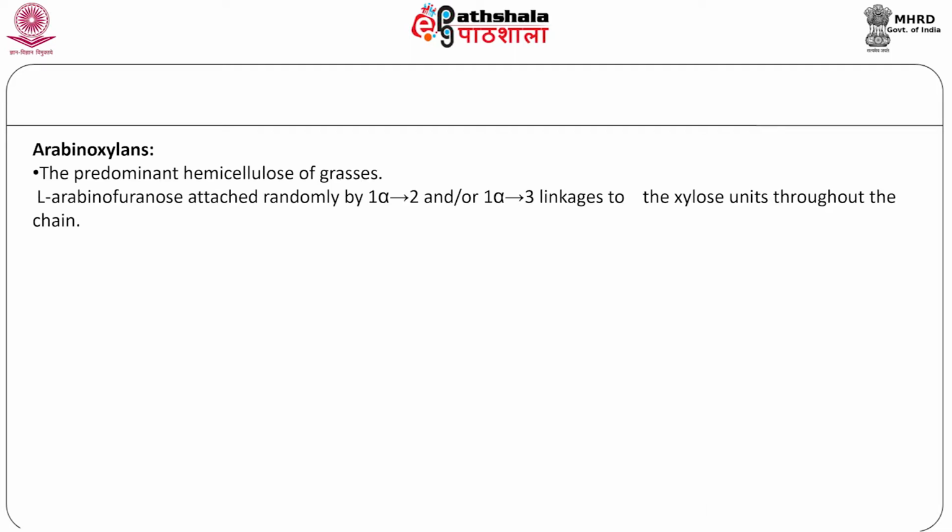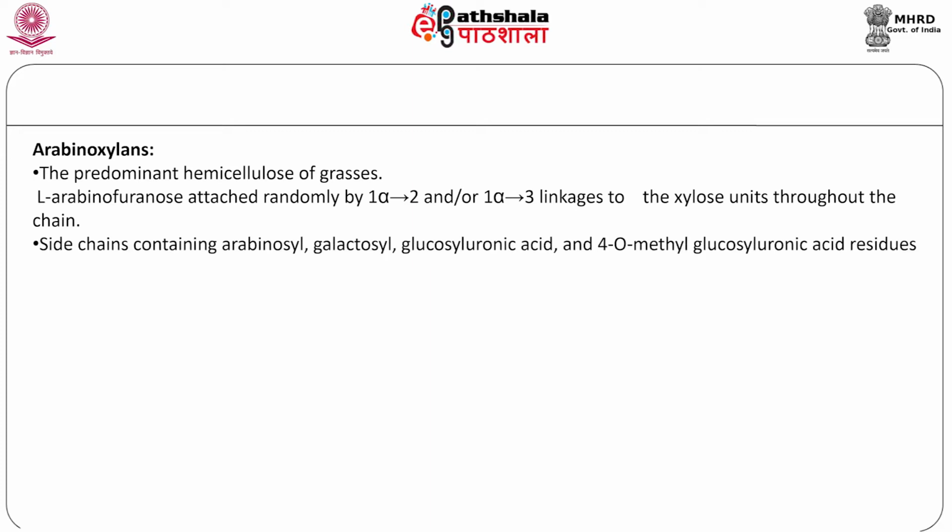Arabinoxylan, the predominant hemicellulose of grasses. The arabinofuranosyl units are attached randomly by 1-alpha 2, 1-alpha 3 linkage to the xylose units throughout the chain. Side chains containing arabinosyl, galactosyl, glucosyluronic acid and 4-O-methyl glucosyluronic acid residues have been identified.